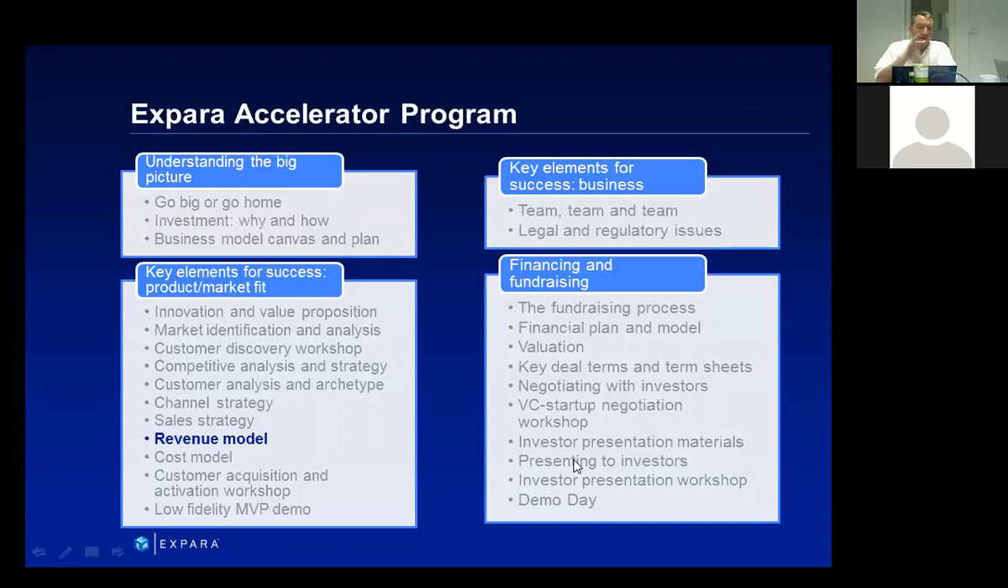Today we're going to move into the second half of our accelerator program content. The first half was what I would call product market fit, or the company and product side of the business. Now, for the rest of the program, we're going to talk about financing and fundraising, or the company as an investment.